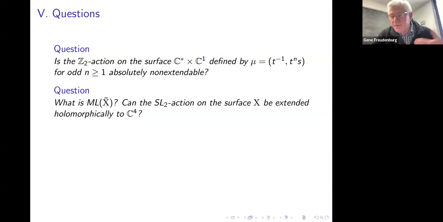In my proof, I created a different kind of invariant using the plinth ideal, and I could show that those two invariants were different from each other for the two surfaces. But it left open the question of what is that Makar-Limanov invariant? And also related to this surface, can that SL2 action on the surface, which is absolutely non-extendable to four space, can that be extended holomorphically to four space? I don't know.